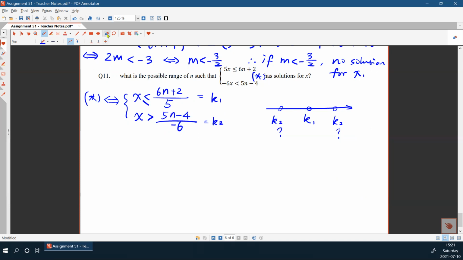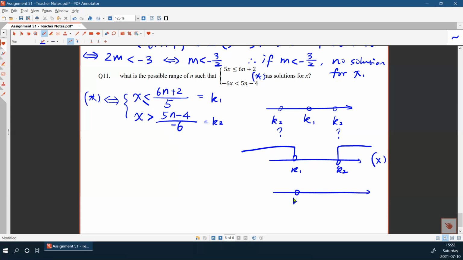Okay, so let's check one by one, okay? If K1 is here, K2 is here, what will happen? The system says x should be smaller than K1, right? And x is also greater than K2. So under this circumstance, is there a solution for x? No solution, right? In this situation, there's no solution.